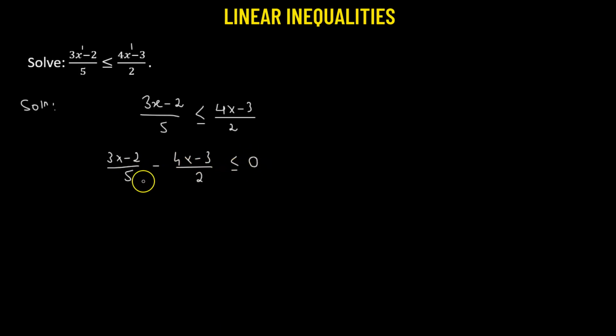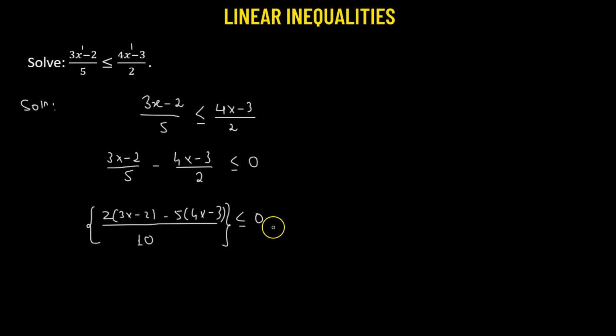We'll combine the two terms. In the denominator, the least common multiple of 5 and 2 will be 10. So in the numerator, we have 2 times (3x − 2) minus 5 times (4x − 3), less than or equal to 0. Now in the next step, we can multiply both sides with 10. This is not going to affect the inequality symbol because 10 is a positive number. So here we can cancel out 10 and 10, and that leaves us with 0 on the right hand side.